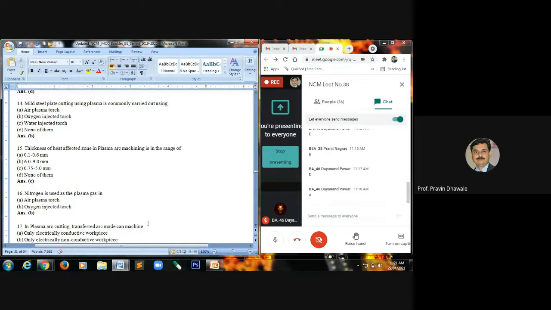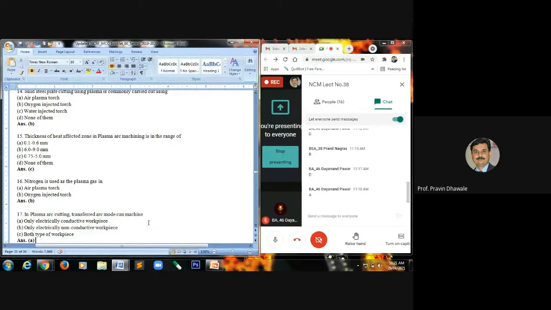In plasma arc cutting, transferred arc mode can machine only electrically conductive workpiece, only electrically non-conductive workpiece, or both types. So it's the correct answer: plasma arc cutting is used for only electrically conductive workpieces. Machining of an electrically conductive workpiece only.